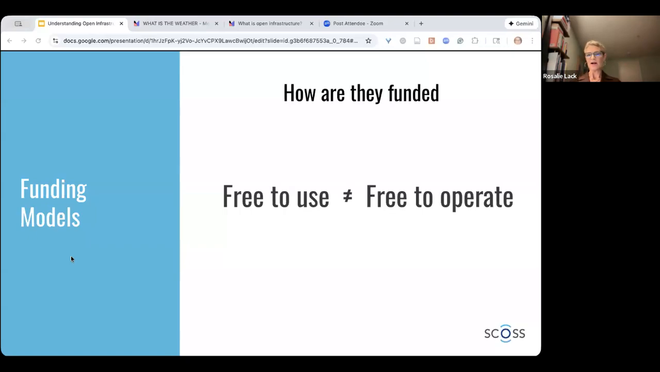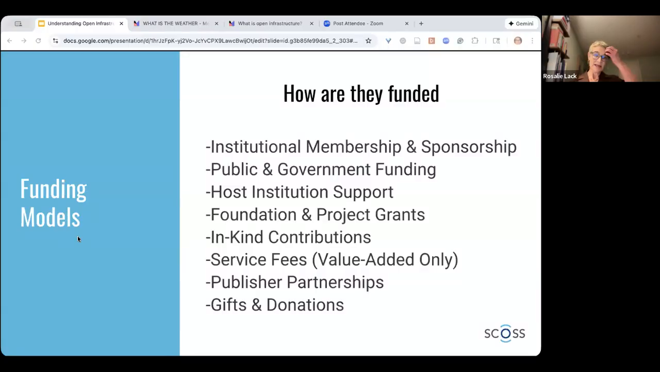So if these are nonprofit, non-commercial open infrastructures, who pays for them? How does this work? I've gathered here a slide of different ways that open infrastructure can be funded and is funded, because they're non-commercial. They are never going to be charging the end user to use their core data. So how do they get funded? They are sustained usually in a number of ways. And one of the main ways is through institutional membership and sponsorship.